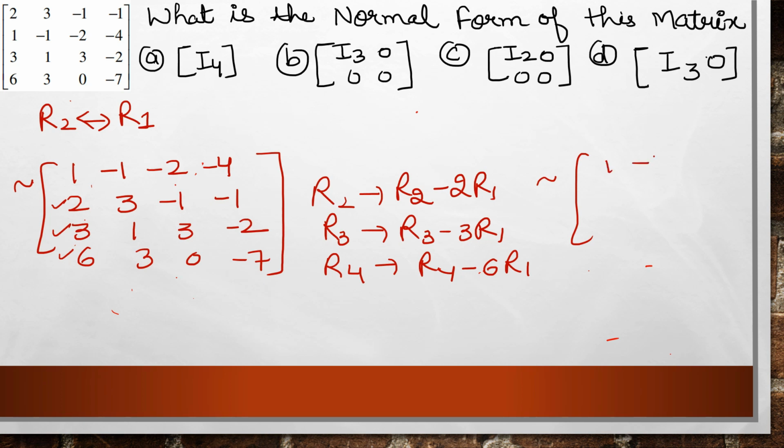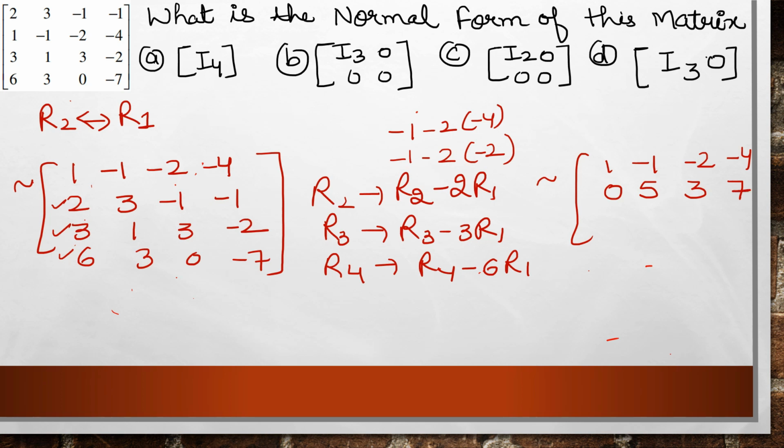So we'll get 1, minus 2, minus 4. Here you'll get 0. 3 plus 2, that will be 5, right? And then minus 1 minus 2 into minus 2, so that will be plus 4. So here you'll get 3. And minus 1 and minus 2 into minus 4, so this will be minus 1 plus 8, and that is 7, right?